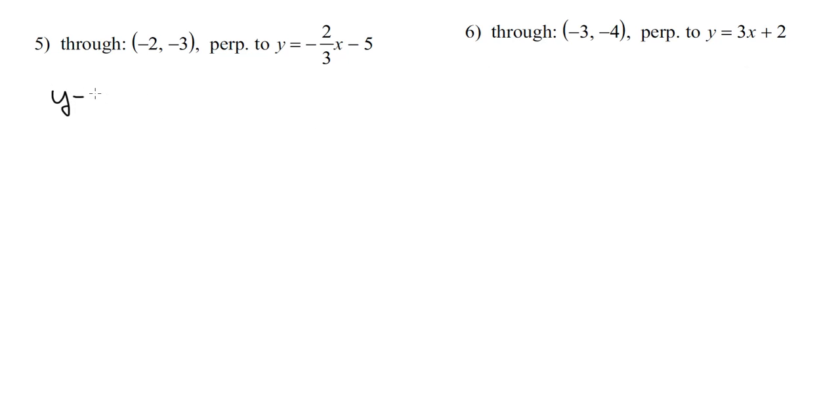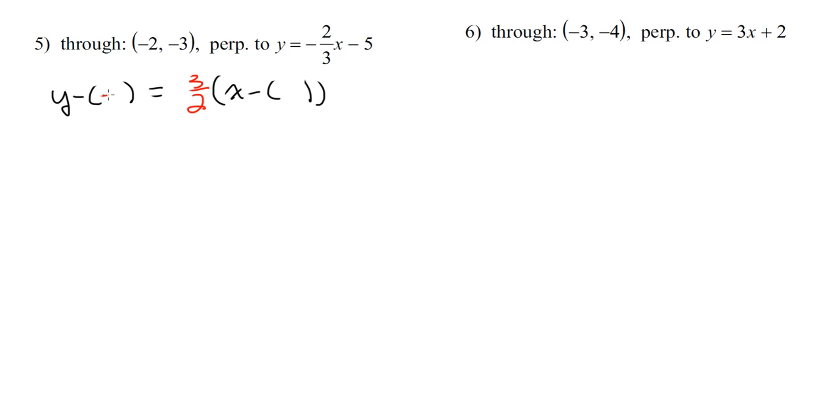So y minus y1 equals our slope times x minus x1. We plug in our information. So here the slope is negative 2/3. So our slope for our perpendicular line is going to be the opposite reciprocal of this. So the reciprocal of 2/3 is 3 over 2, and the opposite of negative is positive. So this is going to be a positive 3 over 2.